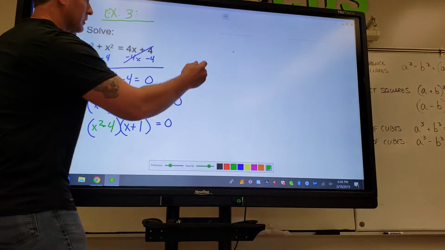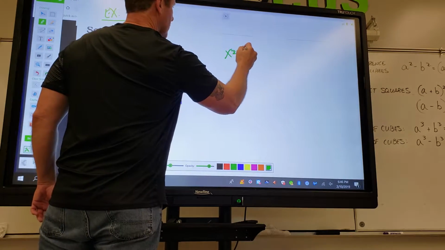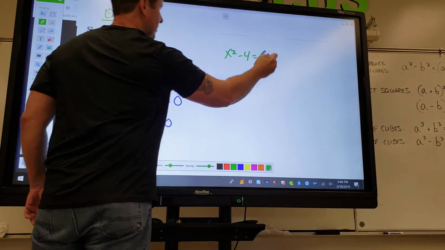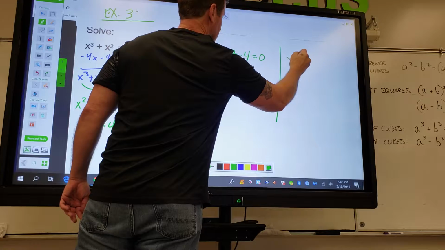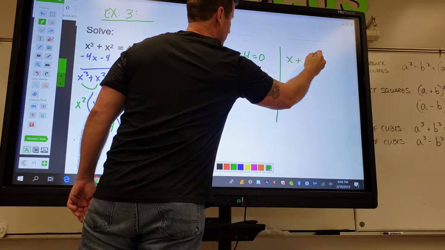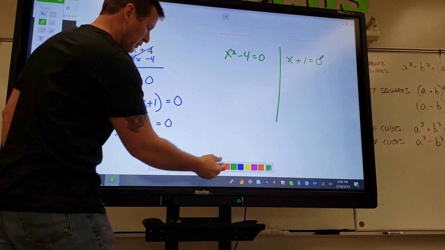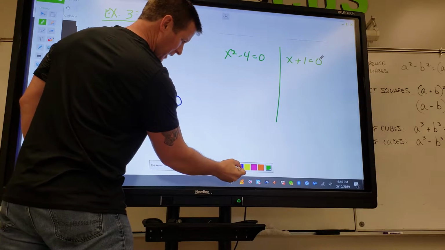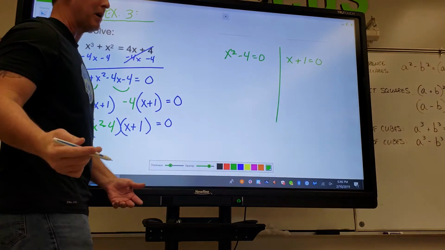I'm going to do that over here to the side, got a little more room. X squared minus 4 equals 0. And then x plus 1 equals 0. Now hopefully this doesn't zoom in and out and get blurry on you, but if it does, my apologies.